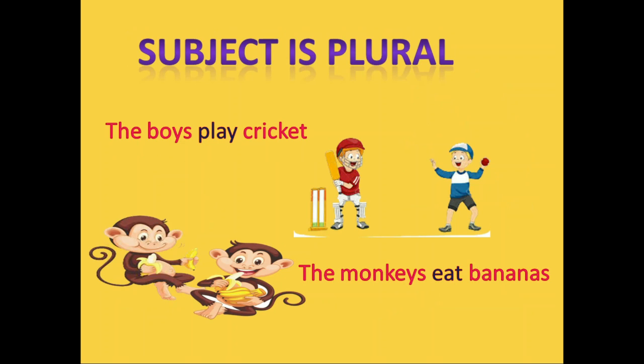Now, when subject is plural, the boys play cricket. Here, subject is boys, which is plural in form, and the verb is play, which is also plural in form. So, plural subject will have plural verb. Now, next example is the monkeys eat bananas. Subject monkeys is plural in form, hence the verb eat is also in plural form.